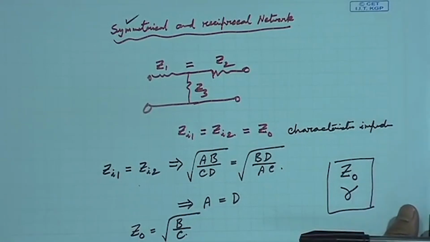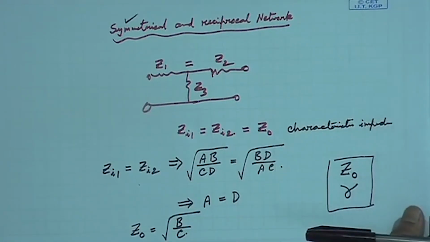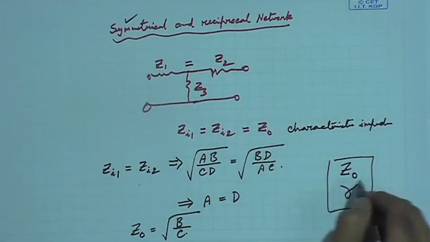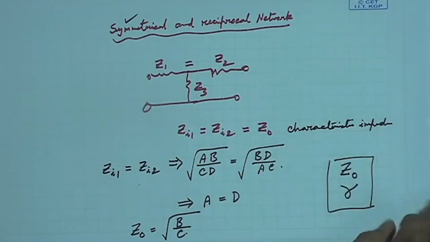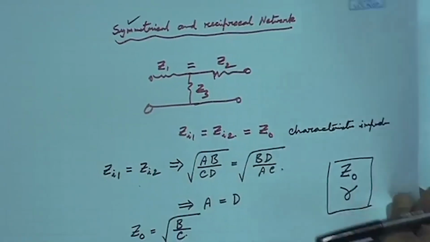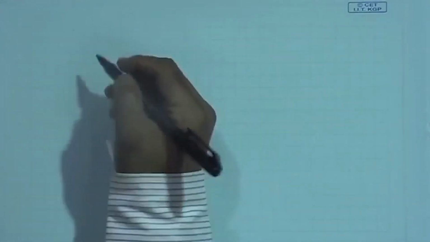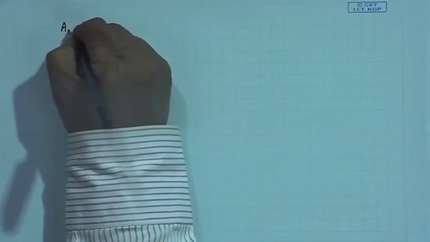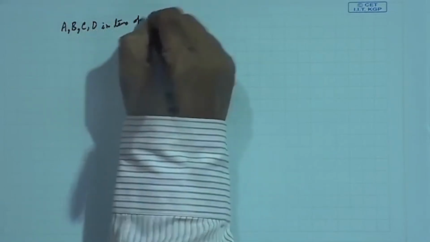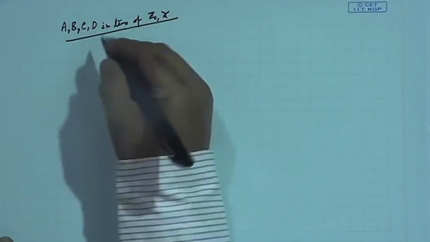So, let us now express the ABCD parameters we are so familiar with in terms of Z0 and gamma. That means, from now on we will specify only Z0 and gamma for filter specifications. So, we should have a mapping between ABCD and these. You can easily do that, express ABCD in terms of Z0 and gamma, because now our description will be in terms of that.